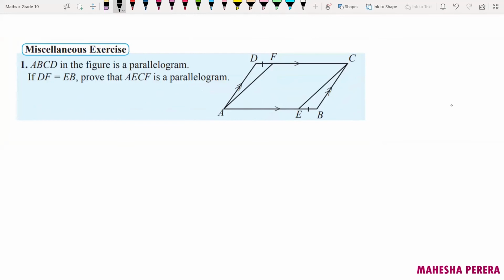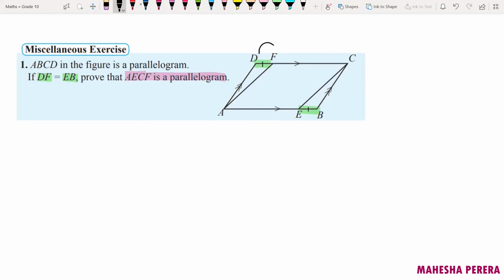Right, now let's discuss the activities in the miscellaneous exercise. Question number 1. ABCD in the figure is a parallelogram. This is the ABCD parallelogram. If DF equals EB, this is DF and this is EB. Prove that AECF is a parallelogram. AECF, this quadrilateral. Right, now how can we prove this?